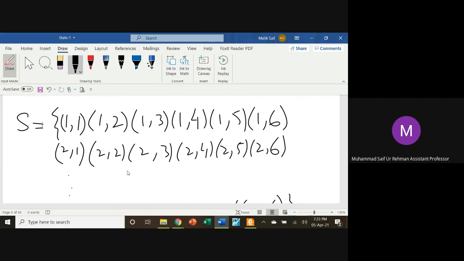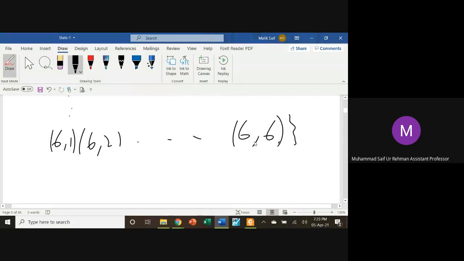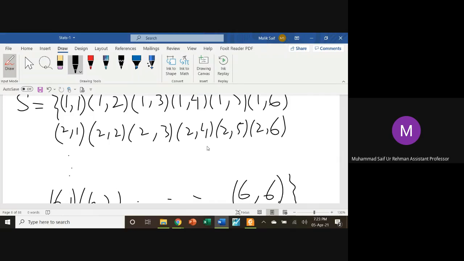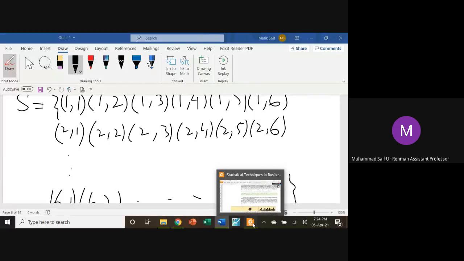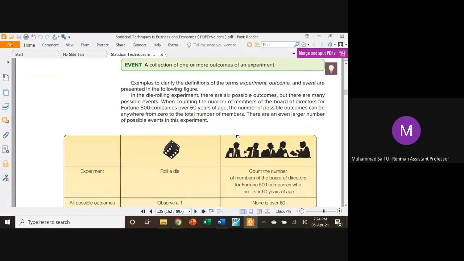Fine. And if the question is, what is the probability that the sum of the outcomes is equal to 5? Then what will be the event? The event will be comprised of different outcomes. In that case, 1 4, 4 1, 3 2, 2 3. All these will be collected and written in the form of some set, and that will be an event. Let us say, what are the number of events for which the sum is equal to 6? You will count 2 4, 1 5, 5 1, 4 2, like this. So a collection of one or more outcomes of an experiment is called an event.